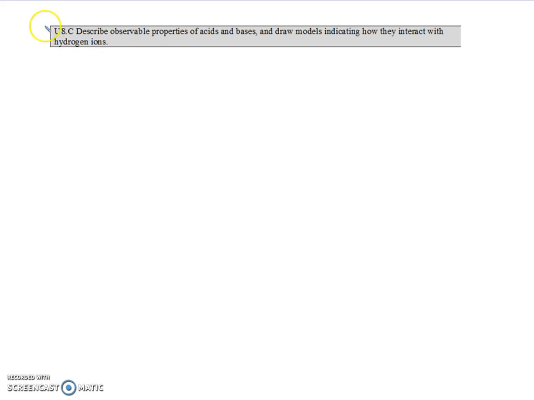Okay, so we are going to look at standard 8C, which is all about acids and bases. It says: describe observable properties of acids and bases. That's one part of it. Draw models indicating how they interact with hydrogen ions. So let's just get right into it. Let's talk about properties.